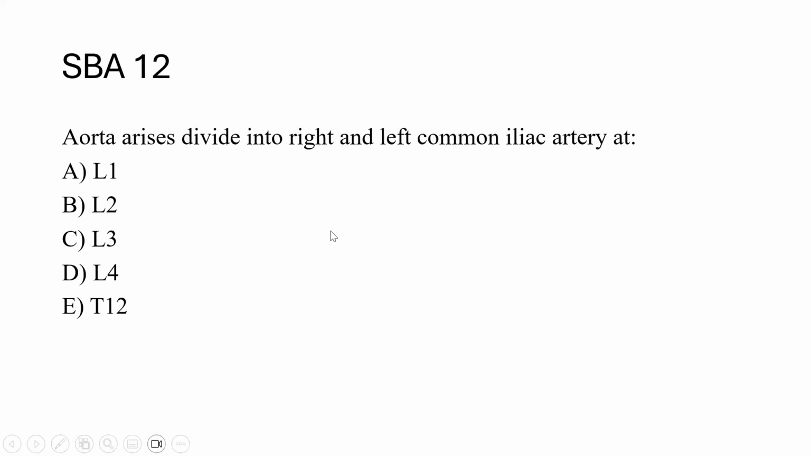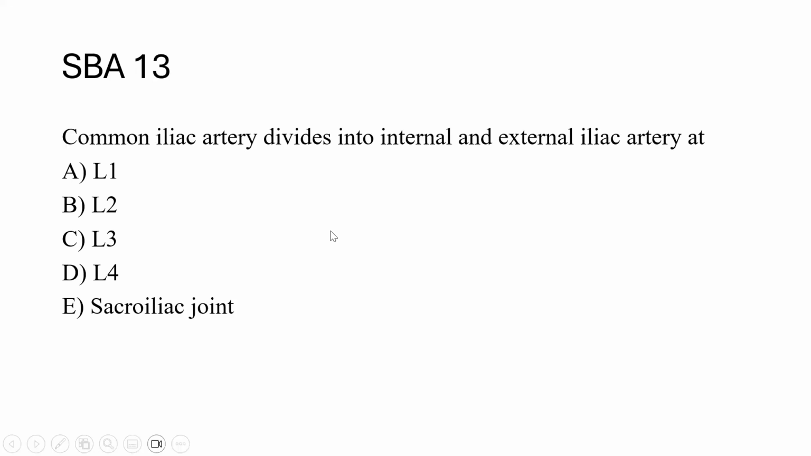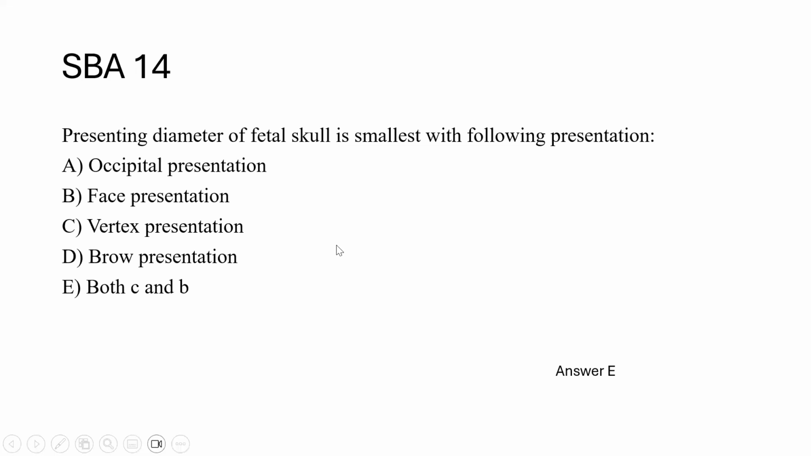So the common iliac artery divides into the external and internal iliac arteries at the sacroiliac joint. Sacroiliac joint. Very good.